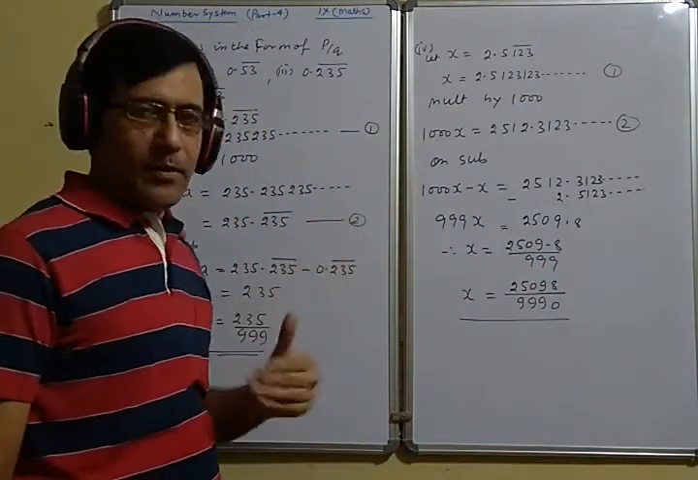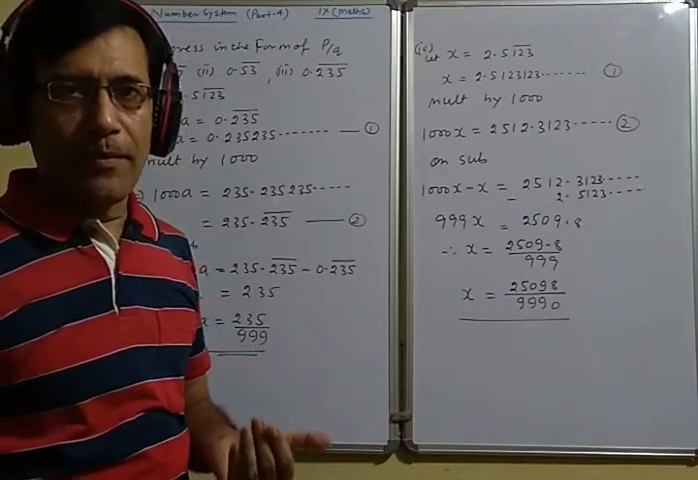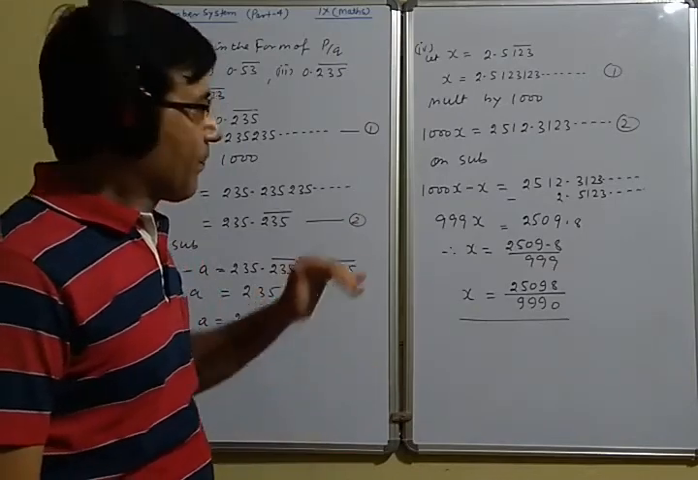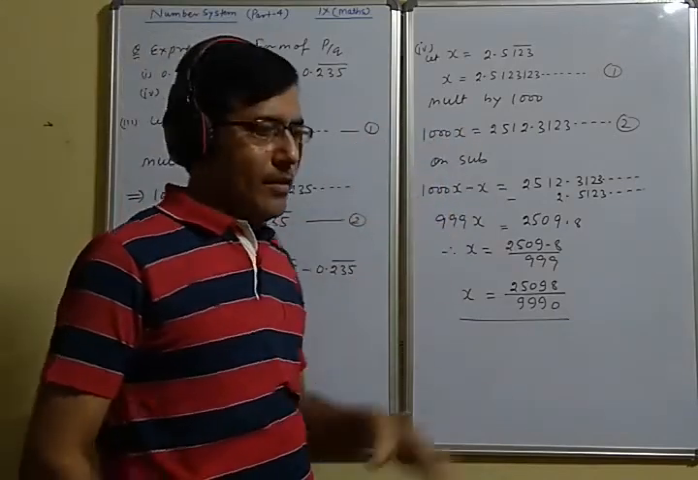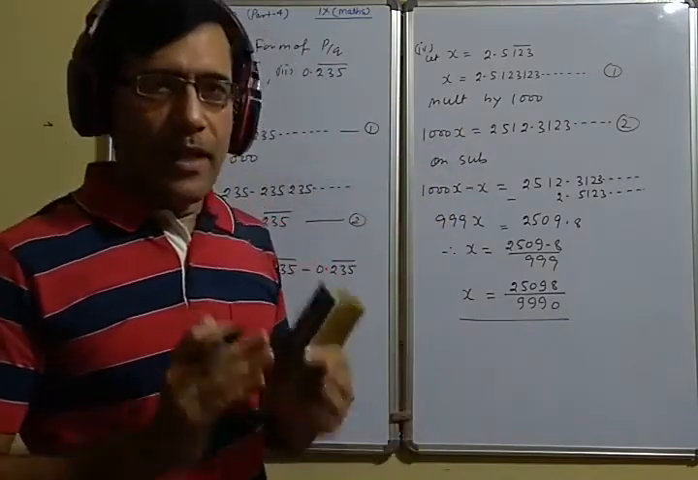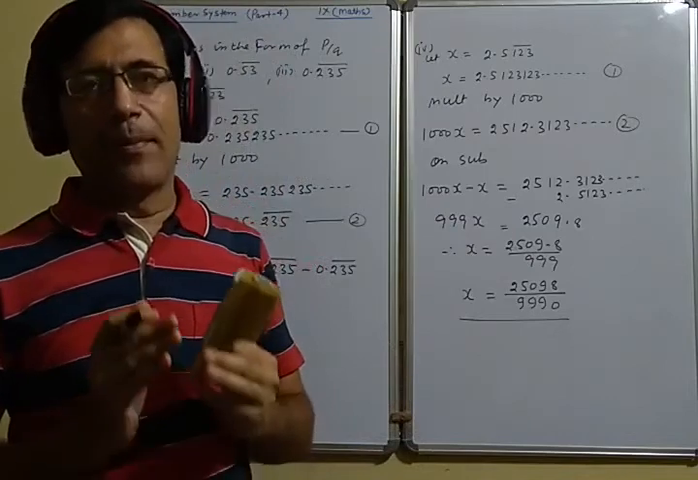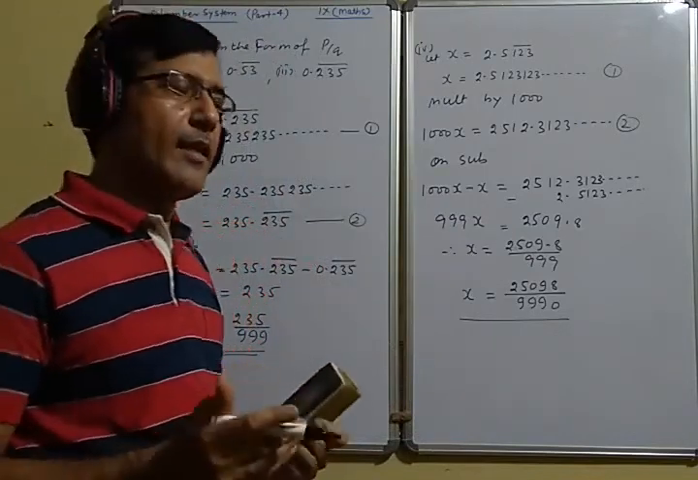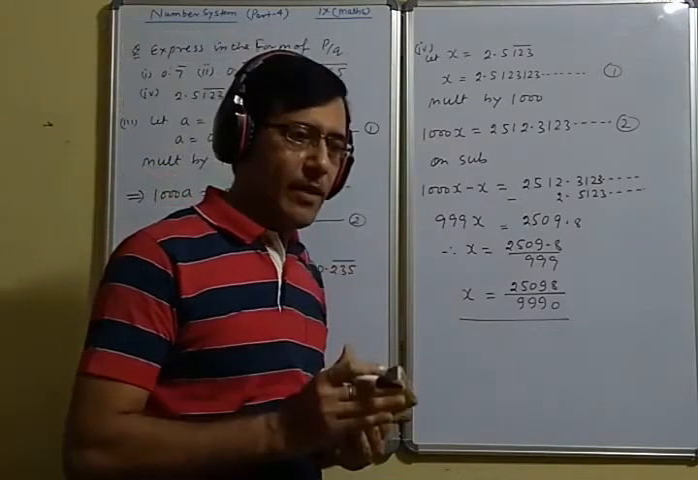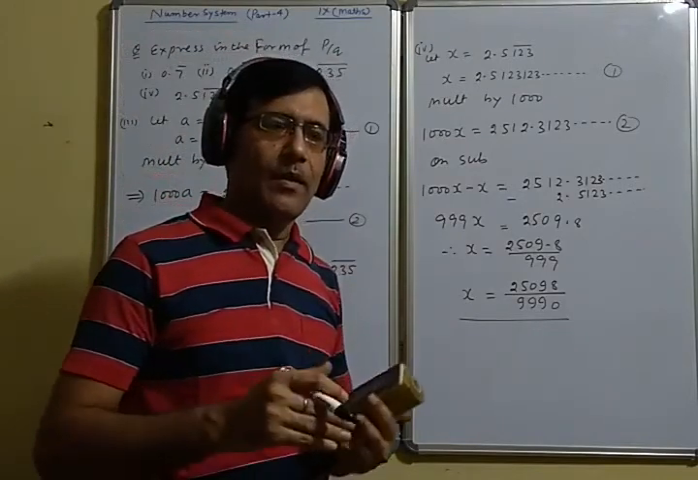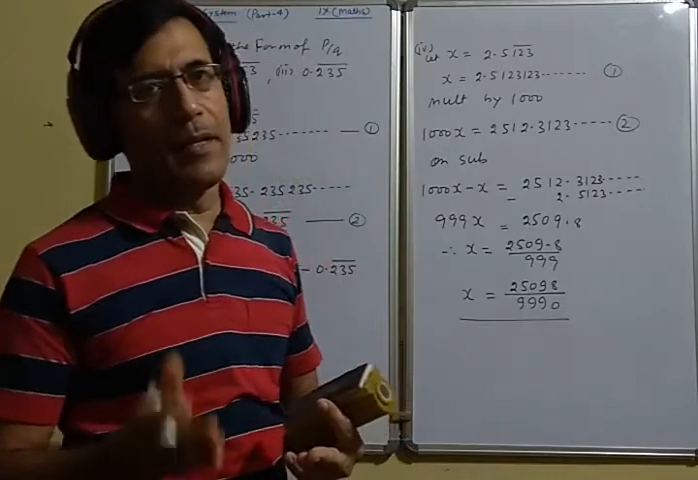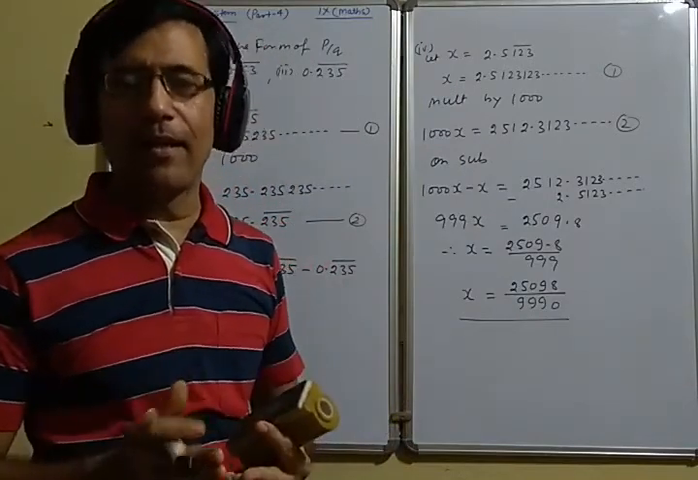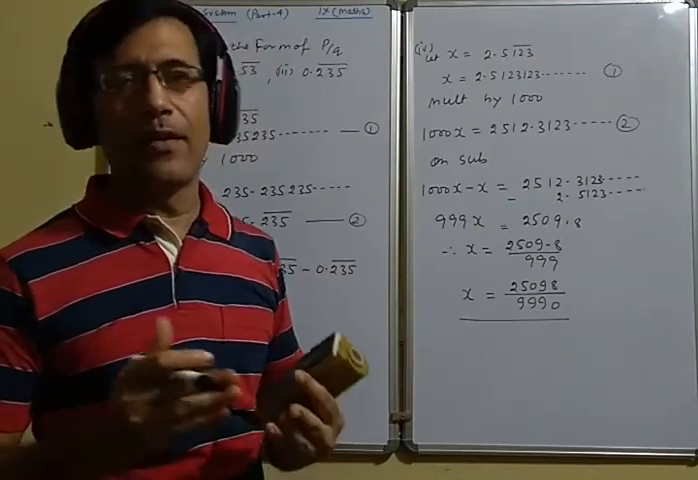So 2 things we remember. The first thing: check the number of repeating digits, count them. If it has 1 repeating digit, multiply by 10; repetition of 2 digits, multiply by 100; 3 digits, by 1000, and so on.